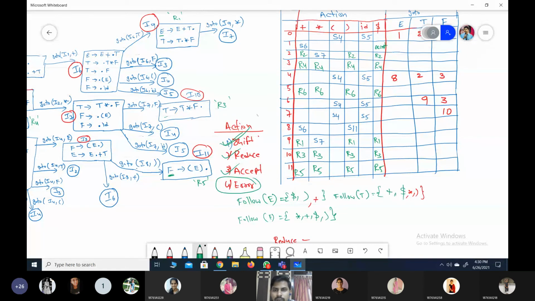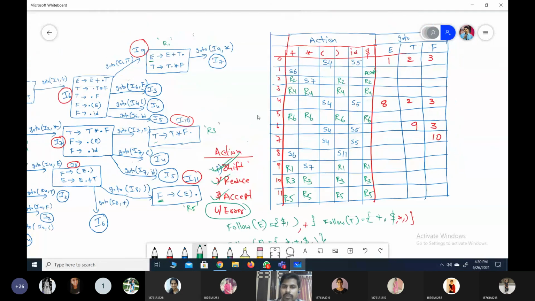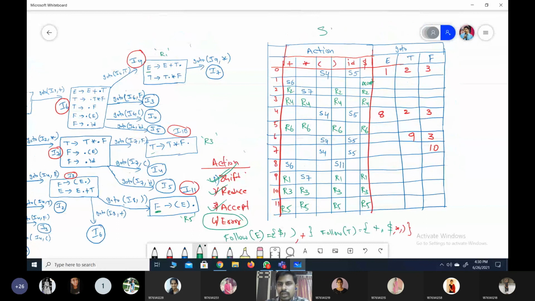Goto part is nothing but, on each and every item set, if we applied any non-terminal, whatever state we are moving to, that state number we have represented. So this is nothing but the SLR parsing table.